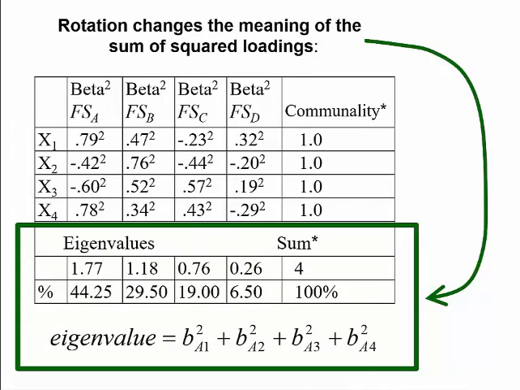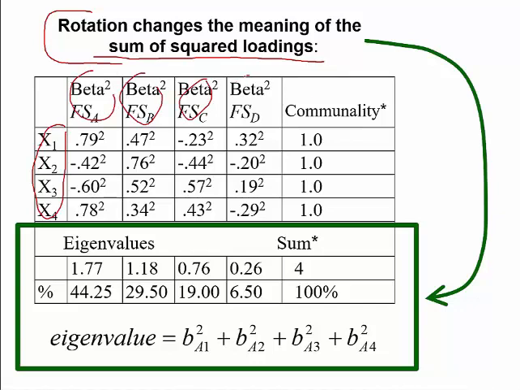Now, I want to call attention to the fact that when you do rotation, that rotation is going to change the meaning of the sum of the squared loadings. That is what we were calling our eigenvalues. So this is showing you the results we were looking at previously in this unit, where I had a data set with 4 items, and this is where we extracted all 4 components, or all 4 factors. And recall, if we took the sum of the squared loadings for factor 1 or for component 1, we got an eigenvalue of 1.7. If we summed all 4 squared loadings for factor 2 or component 2, we got an eigenvalue of 1.8.